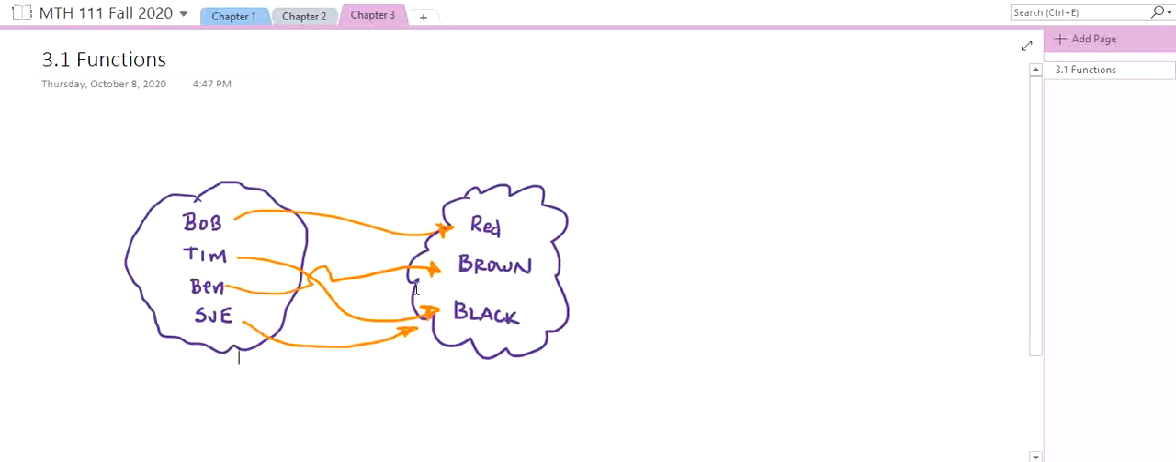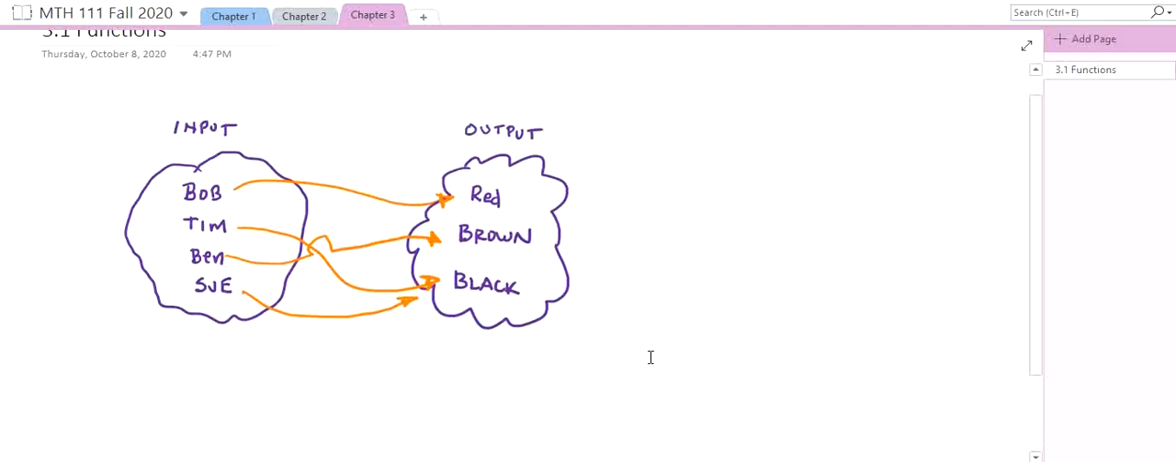So we have this relationship between what we could think of as input ideas. So if we input Bob, it outputs red as his shoe color. If we input Ben, it outputs brown, so on and so forth. Notice that Tim and Sue both output black. Well, we can say this is displaying functional behavior.